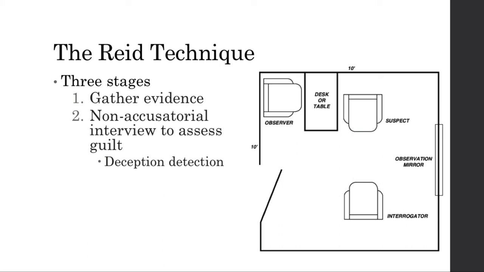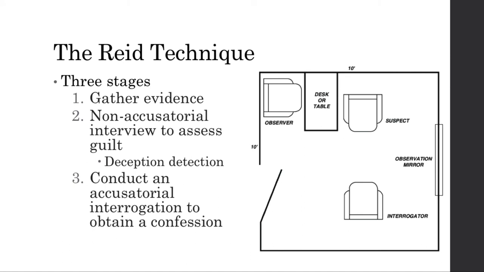And finally, the interrogator ups the ante and becomes increasingly accusatorial and incites anxiety. At this point, they start accusing the suspect of committing the crime and start stressing them out. So those are the 3 stages of the Reid technique, and then we'll get into the specific 9-step process.